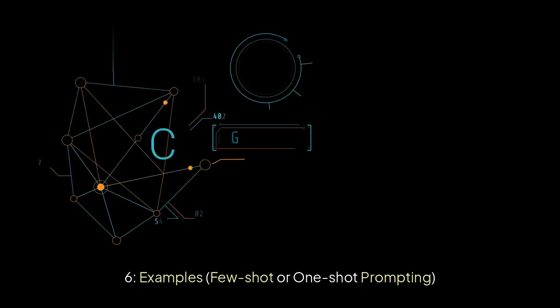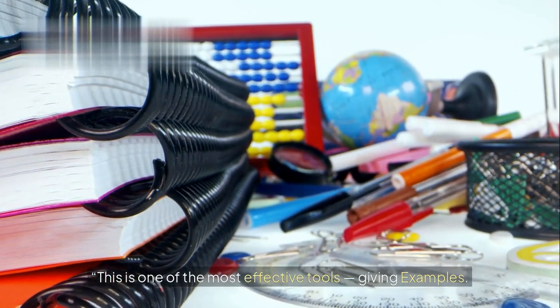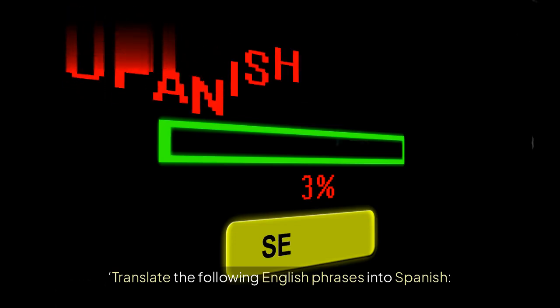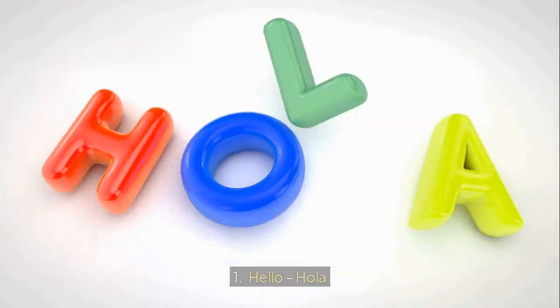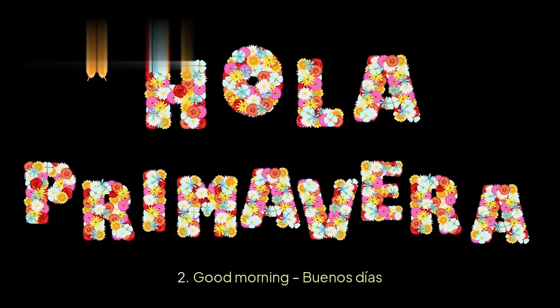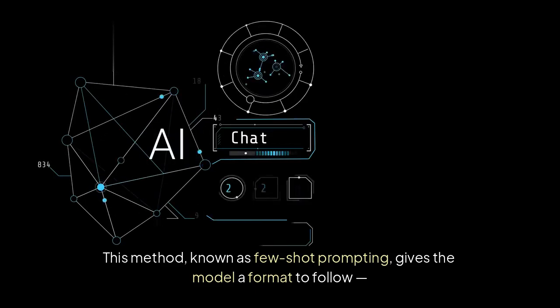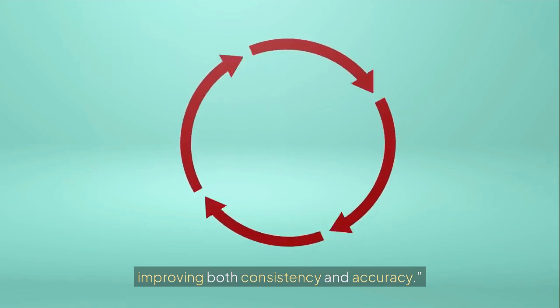6. Examples. Few-shot or one-shot prompting. This is one of the most effective tools: giving examples. Example: translate the following English phrases into Spanish. 1. Hello, hola. 2. Good morning, buenos dias. Now translate: how are you? This method, known as few-shot prompting, gives the model a format to follow, improving both consistency and accuracy.